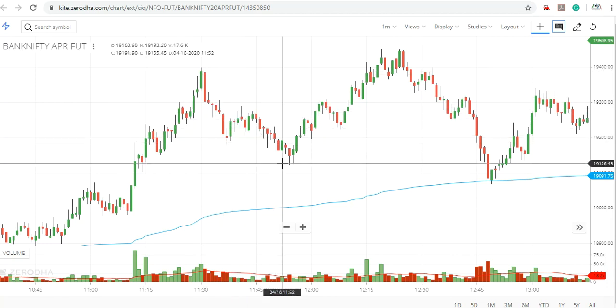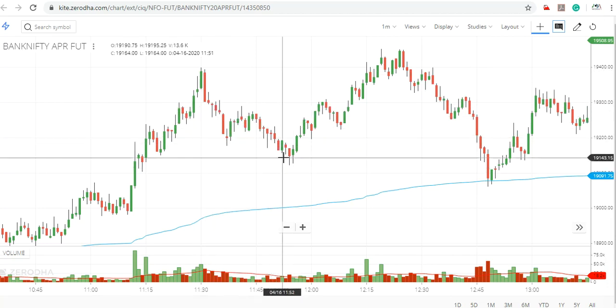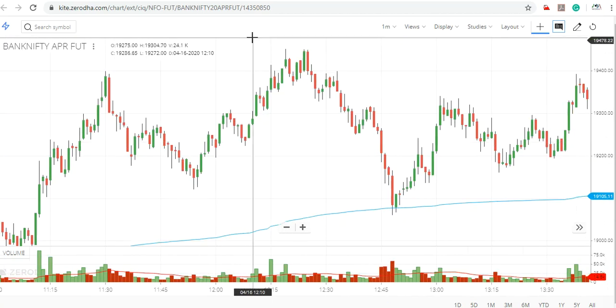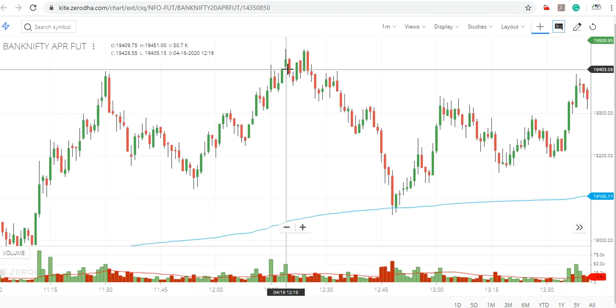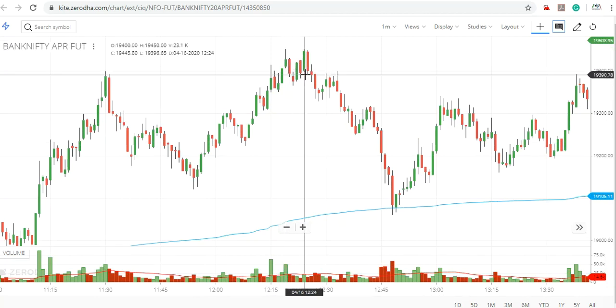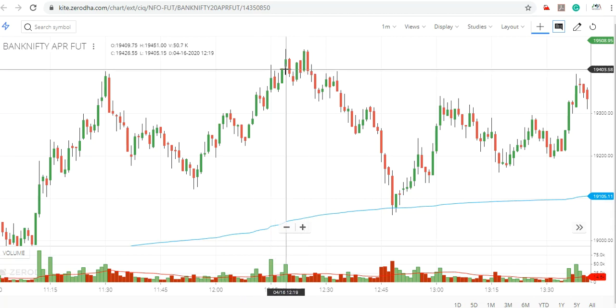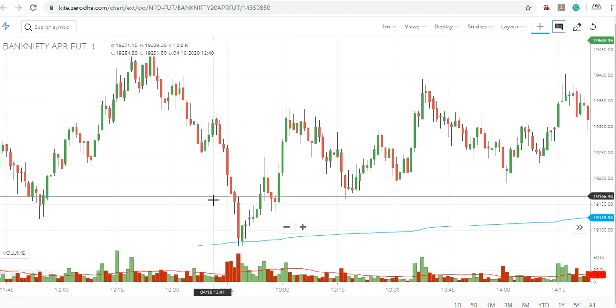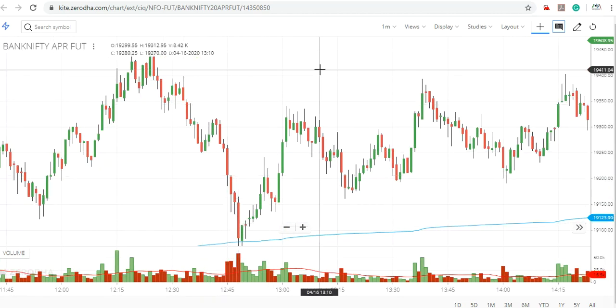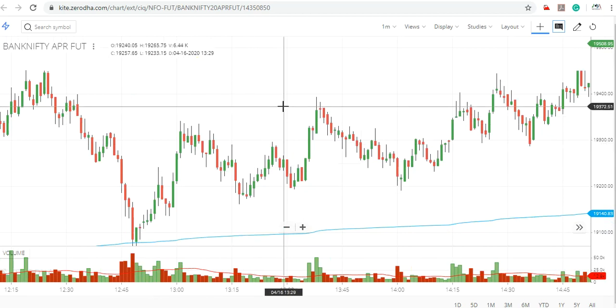19,200. You can check what happened at 19,200. Okay, here you can see this high is not broken. Okay, 19,451. Here it is 19,450. It is 451. Okay, we scalp only put if it is above VWAP.